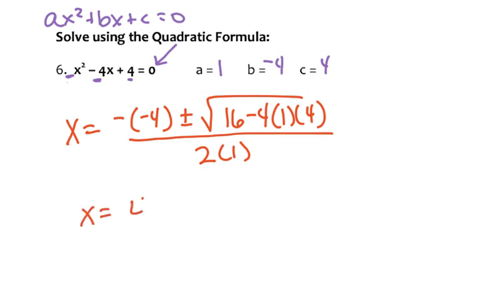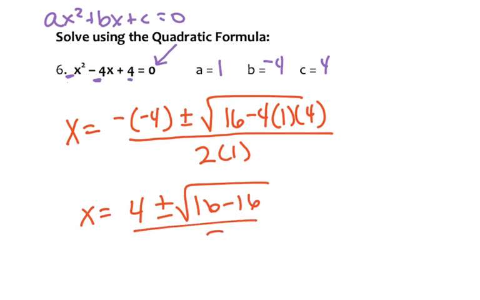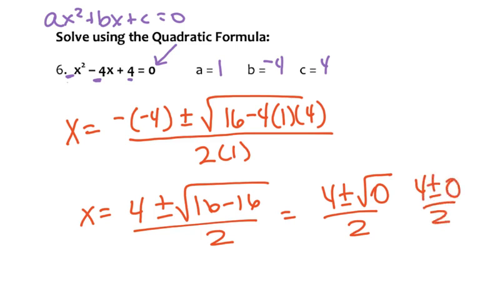So x equals 4 plus or minus the square root of 16 minus 16, over 2. So that's 4 plus or minus the square root of 0, over 2. Well, what's the square root of 0? It's just 0. So that means 4 plus or minus 0 over 2. Well, 4 plus 0 is 4, and 4 minus 0 is 4. So you just have 4 over 2, which is 2. So your solution is just 2.